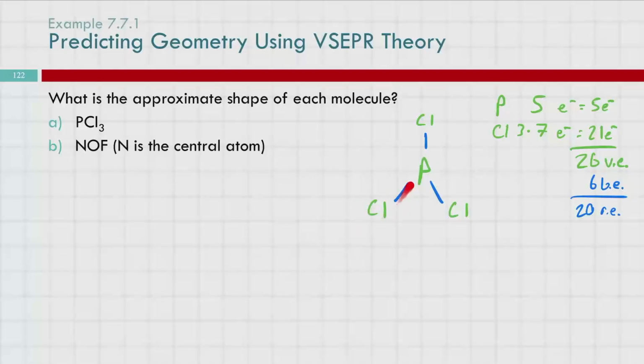So each of these chlorines has 1 bond, which is 2 electrons. How many electrons do we need to get them up to 8? 6 more. So we can add 6 to each of our 3 chlorines. 6 times 3 is 18. So 18 electrons to our chlorines. That's going to leave us with 2 left over. And we can put those 2 on our phosphorus.